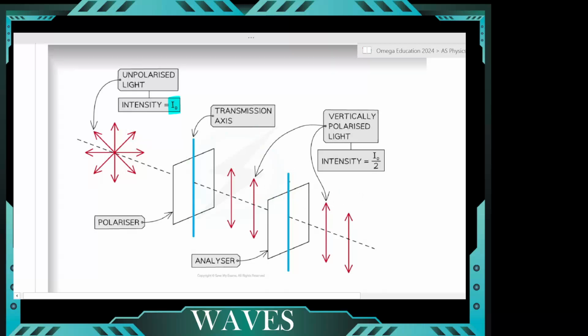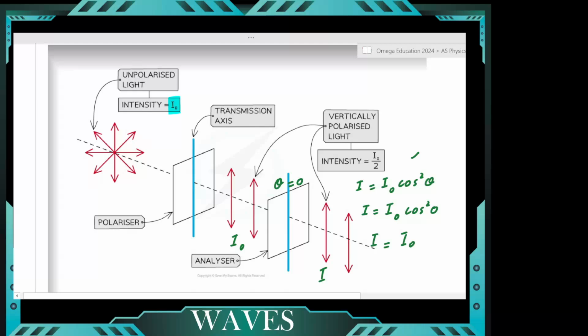But in this case, the angle theta is 0, because whatever the direction of light is before the analyzer, the axis of this slit is also the same. So if you use the formula I equals I naught cos square theta, then I is the new intensity and I naught is the intensity before the analyzer. Keep it in mind, this formula works only for the analyzer, not for the polarizer. For the polarizer, the rule is the intensity is always reduced to half, so we don't even need the formula for it. So I, the new intensity, equals I naught cos square of 0, which is 1. So I equals I naught.